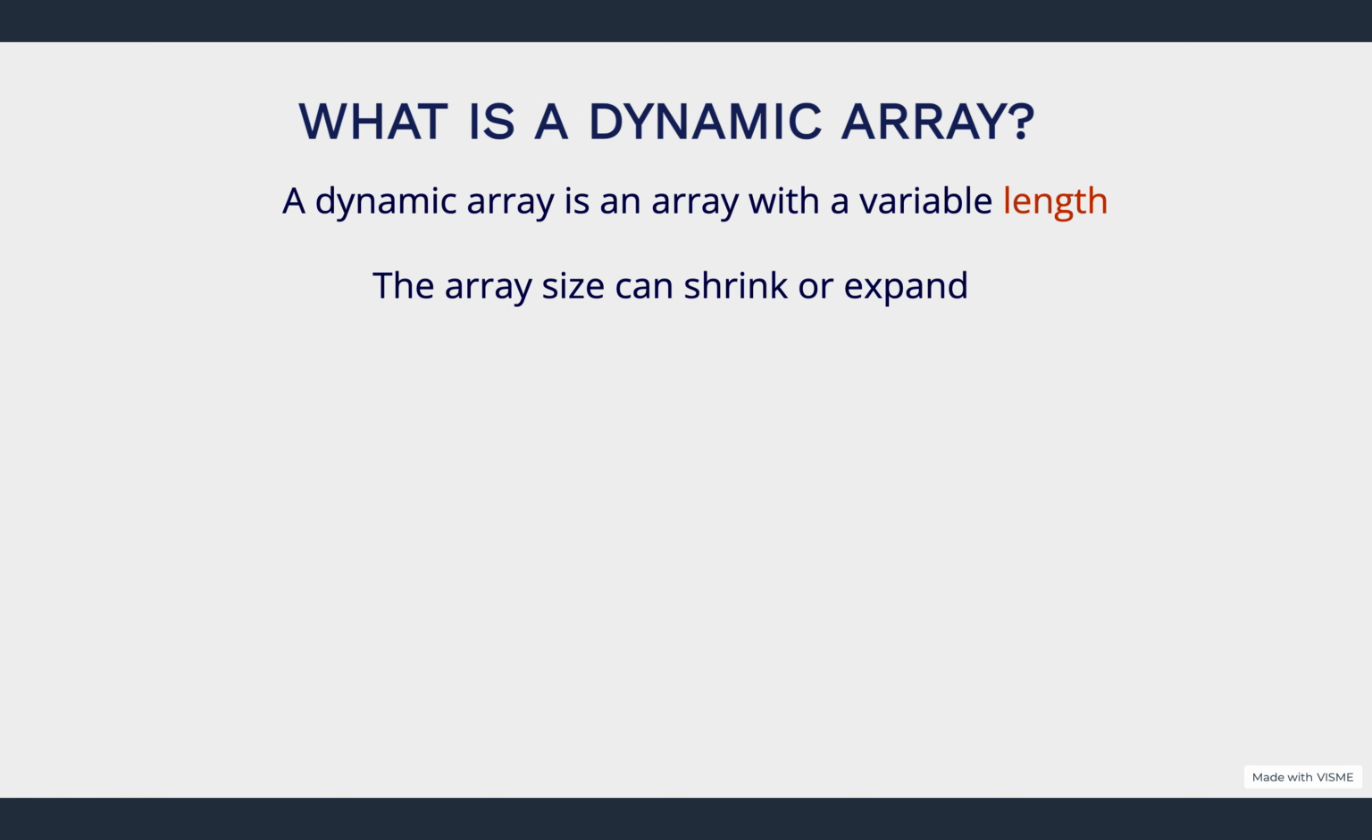What is a dynamic array? A dynamic array is an array with a variable length. So this means that the array size can change. If the initial array size is 5, it can change to 6, it can change to 10, it can even come back to 4 or 3, right? So the size of a dynamic array can change.